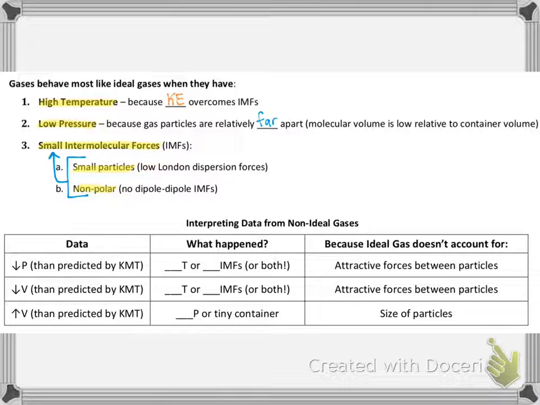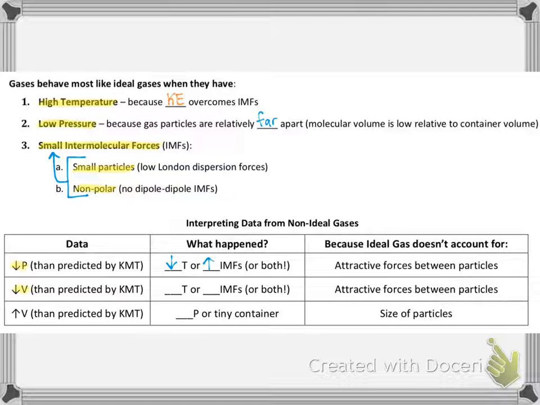So you will be expected, if given data, and you're like, hey, here's this pressure, but it's supposed to be blank, to predict what could have gone wrong. So notice, if the issue is that your pressure is lower than predicted, there are actually two potential reasons. Either your temperature is too low, you don't have enough kinetic energy, or your IMFs are just really, really high. And this is, of course, because of those pesky attractive forces between particles.